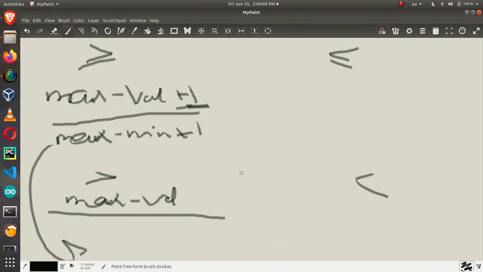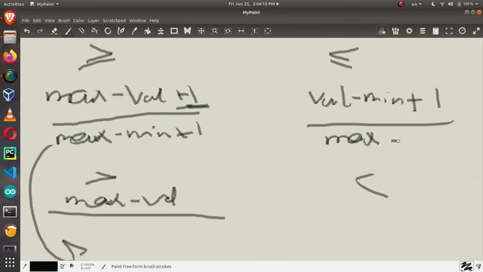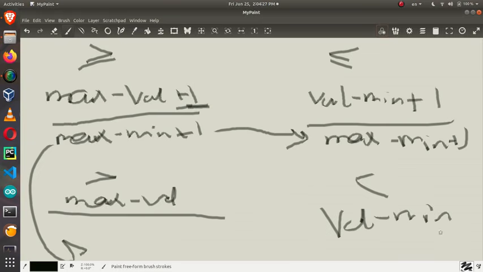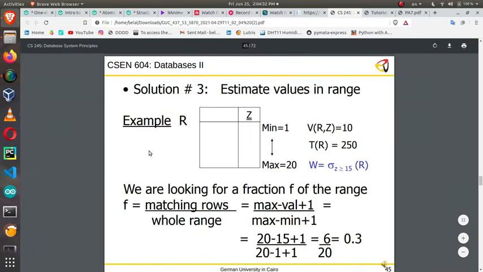Okay. For less than or equal, value minus minimum plus 1 over maximum minus minimum plus 1, the same range. Okay, the same denominator. For less than, only value minus minimum over the same denominator. Okay, so this is how we calculate the number of tuples for select greater than query.